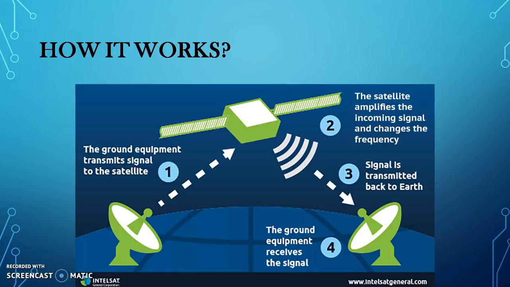See, this is another image. The Earth station has the antenna, the ground equipment, that is a dish, which transmits signals to the satellite. Second, the satellite amplifies the incoming signal and changes the frequency, that is, the uplink frequency is converted into a downlink frequency, and it transmits to the receiver station on Earth. Finally, the third one, the signal is transmitted back to the Earth, and the corresponding ground equipment receives the downlink frequency. So these are the basic functionalities.